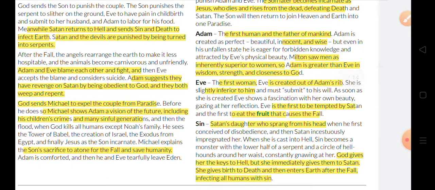And Adam, the first human and father of mankind, innocent and wise. Milton saw man as inherently superior to woman. Adam is greater than Eve in wisdom, strength, and closeness to God as well. Eve, the first woman, created out of Adam's rib, is slightly inferior to him, and she was the first to eat that forbidden fruit, tempted by Satan.